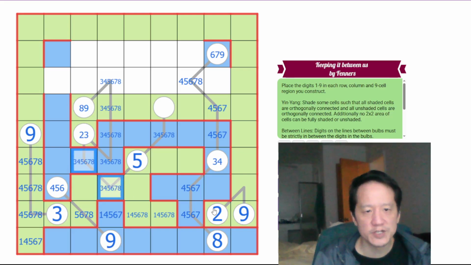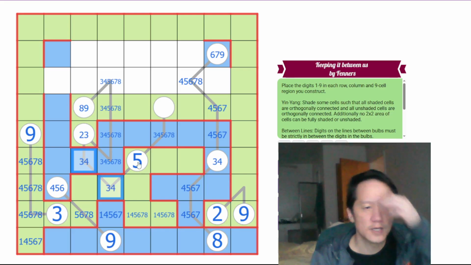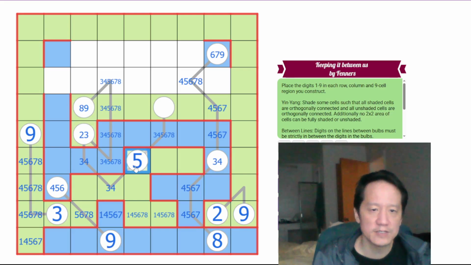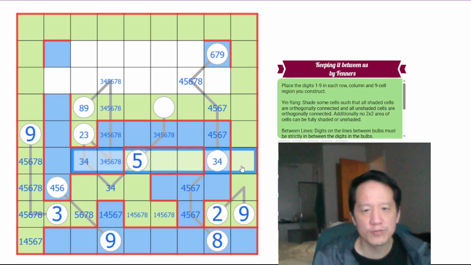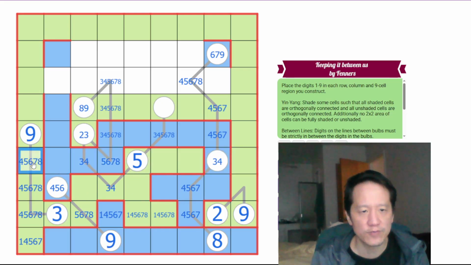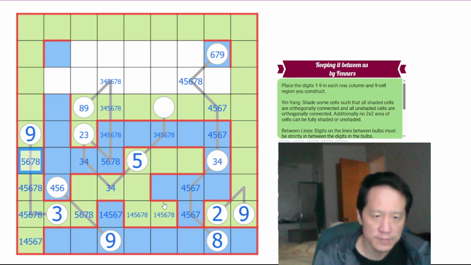These digits must be specifically 3 or 4. It cannot be 5. It has to be less than 5 and greater than 2 or 3. Therefore, we have a 3, 4, 3, 4 pair in row 6, which eliminates 3 and 4 in the rest of the row. This can't be 3 or 4. This can't be 4.